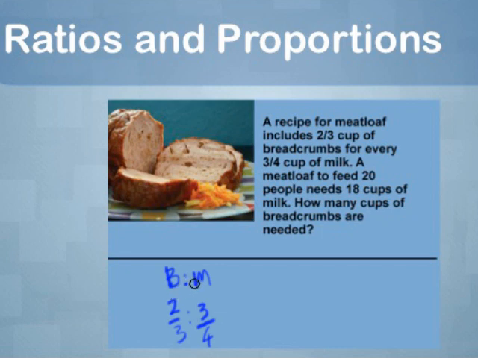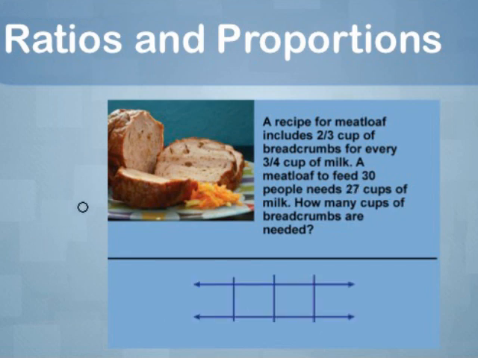When a ratio is made up of 2 fractions, you can multiply by a whole number to make the ratio consist of whole numbers. So with this ratio, if we multiply both terms by 12, we get a whole number ratio of 8:9. To solve this proportion, let's use a double number line, like this. Let the top number line be for breadcrumbs, and let the bottom number line be for milk. On the first tick mark, write the basic ratio, 8 here and 9 here.